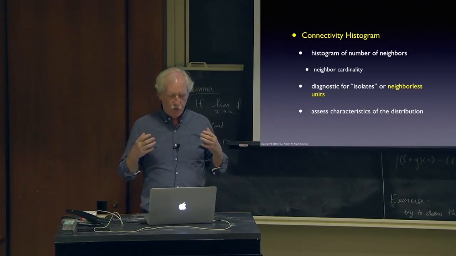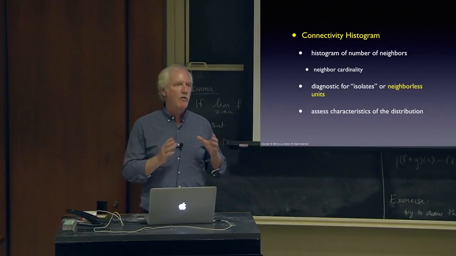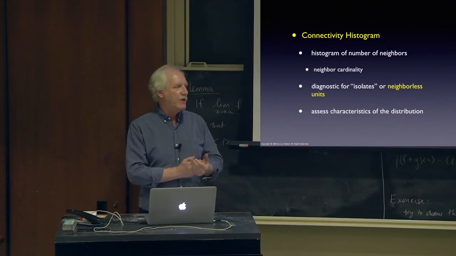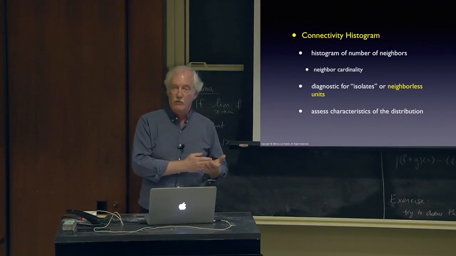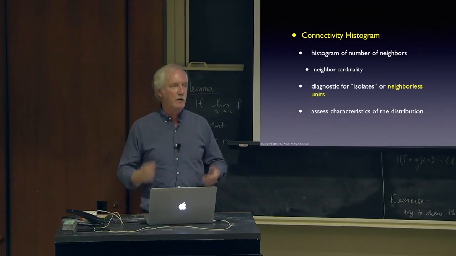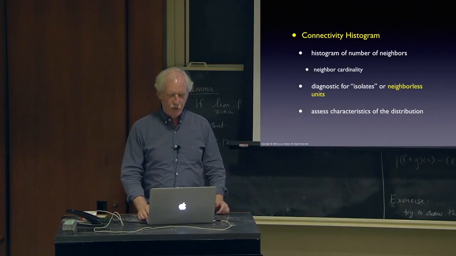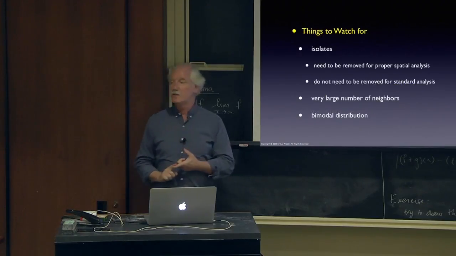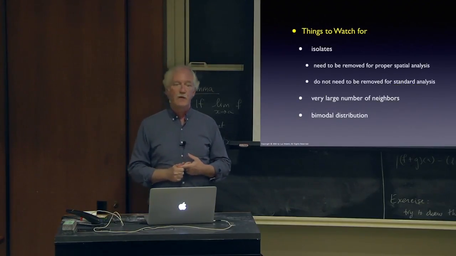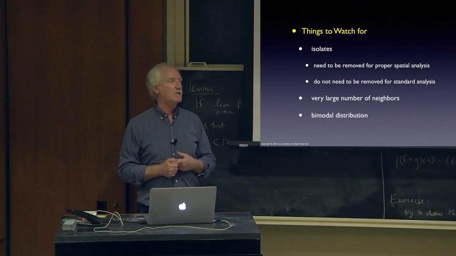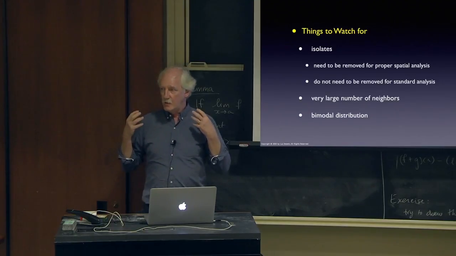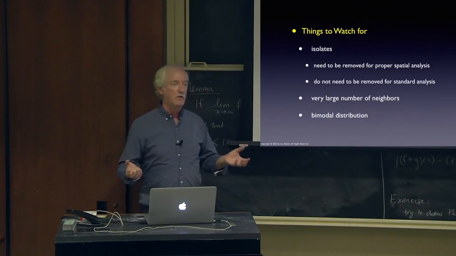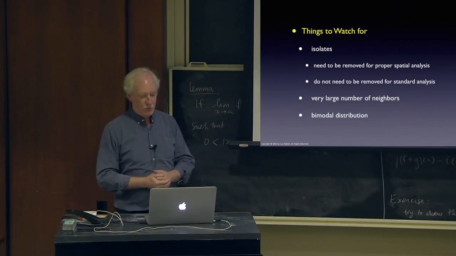And so the connectivity histogram gives you a formal measure of this. It gives you a distribution of how many spatial units have no neighbor. We call them isolates. One neighbor, two, and so on. We want that distribution to be nice and symmetric. So the things we watch for is obviously isolates, right? Islands. Islands do not play in spatial analysis. So if you're interested in spatial interaction, they just don't count, right? If you're interested in non-spatial analysis, fine, not a problem, right?